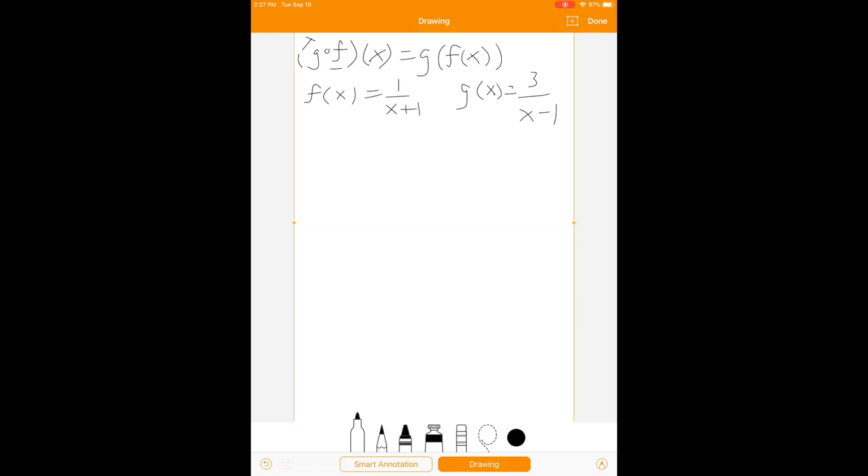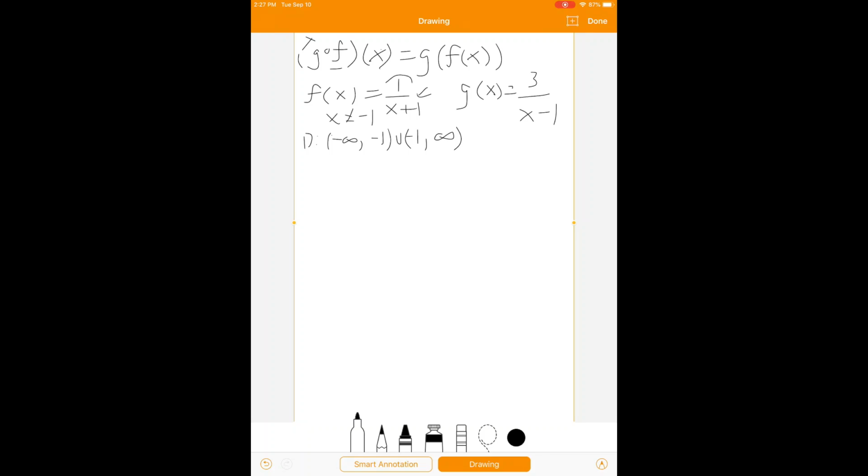Now we're putting function f into function g. The value that we need to exclude from function f is x equals negative 1. If x is equal to negative 1, that would make the denominator equal to 0. The function would be undefined. So our domain are all of the x values from negative infinity to negative 1 with a parenthesis, union negative 1 to infinity.